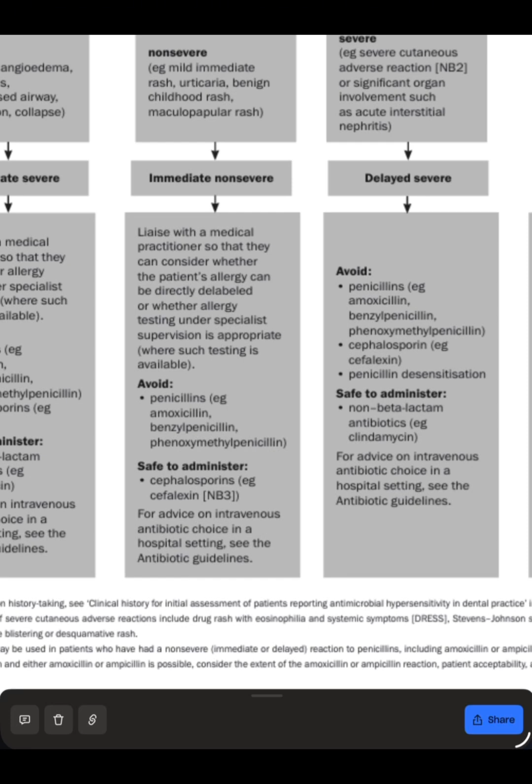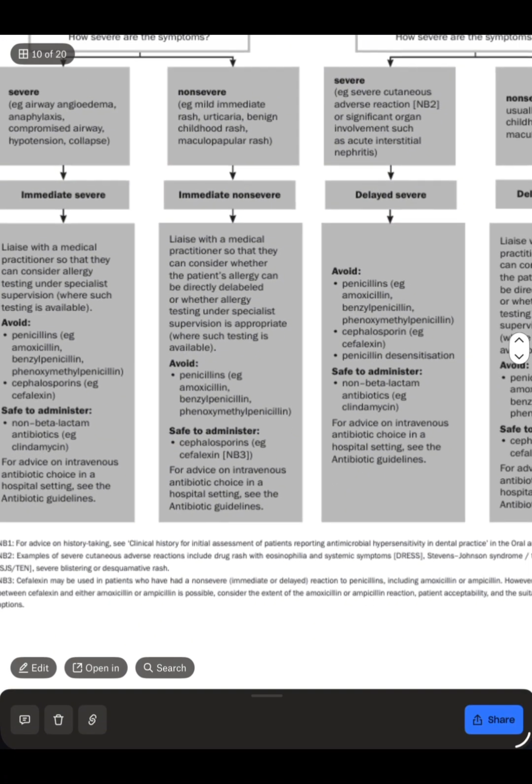Again, we need to avoid penicillin, for example, amoxicillin, benzyl penicillin, and phenoxymethyl penicillin. But it is safe to administer cephalosporin, for example, cephalexin, in patients with immediate non-severe penicillin hypersensitivity. We can safely give cephalosporin to the patient.